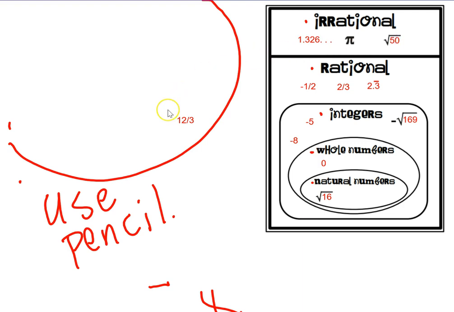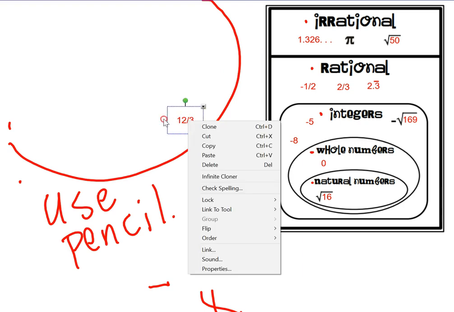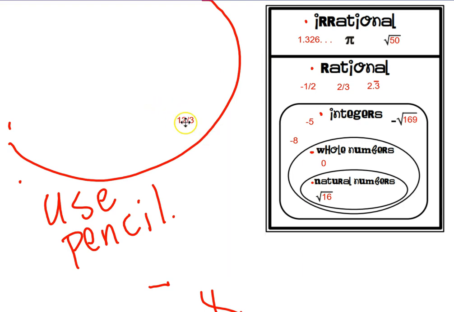And then our last one here is 12/3. 12 divided by 3 is 4. It's rational, it's an integer, it's a whole number, and it's also a natural number because it simplifies. 12 over 3 simplifies to 4. All right, how'd you do?